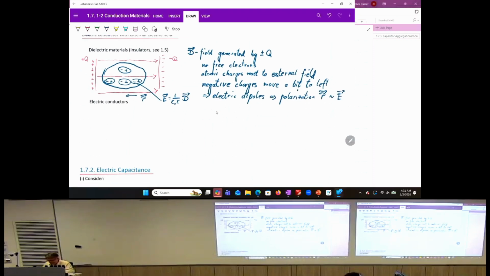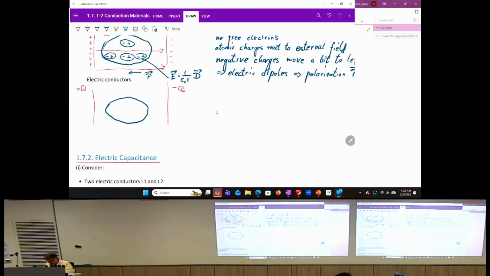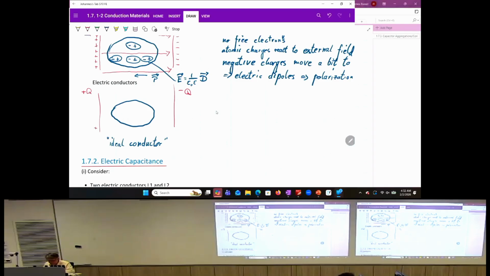Now, for an electric conductor, we again set up the scenario where you have Q plus and Q minus here. And now we put in an ideal conductor. What happens? This is our ideal conductor. You have these positive charges here, which are the source for the electric field, and you have negative charges here. In this ideal conductor, the negative charges will move to this side, and positive charges will move to this side.